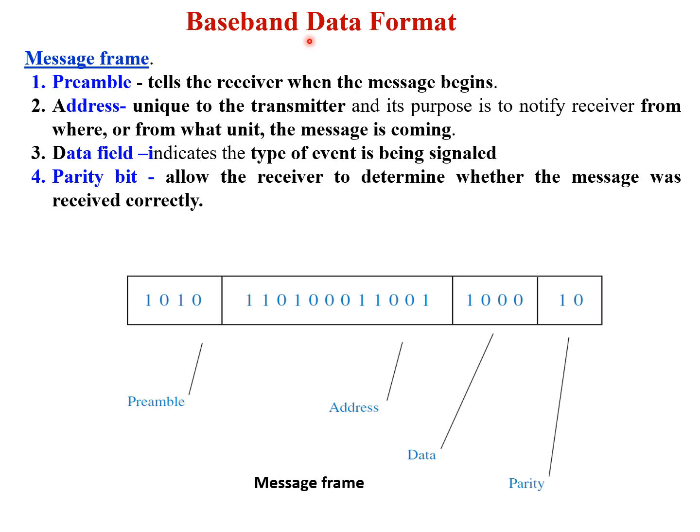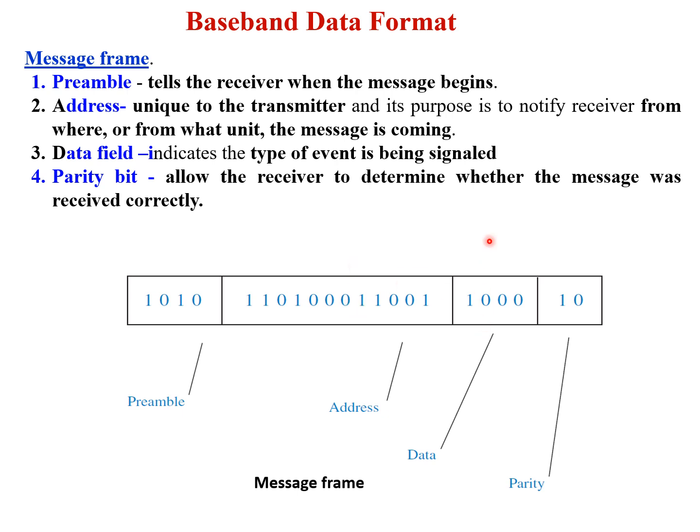Let us see the baseband data format. This is a message frame which consists of four fields: preamble field, address field, data field, and parity bit. The preamble field tells the receiver when the message begins. Then the address field is used to identify the address that is unique to the transmitter, and its purpose is to notify the receiver from which unit the message is coming.